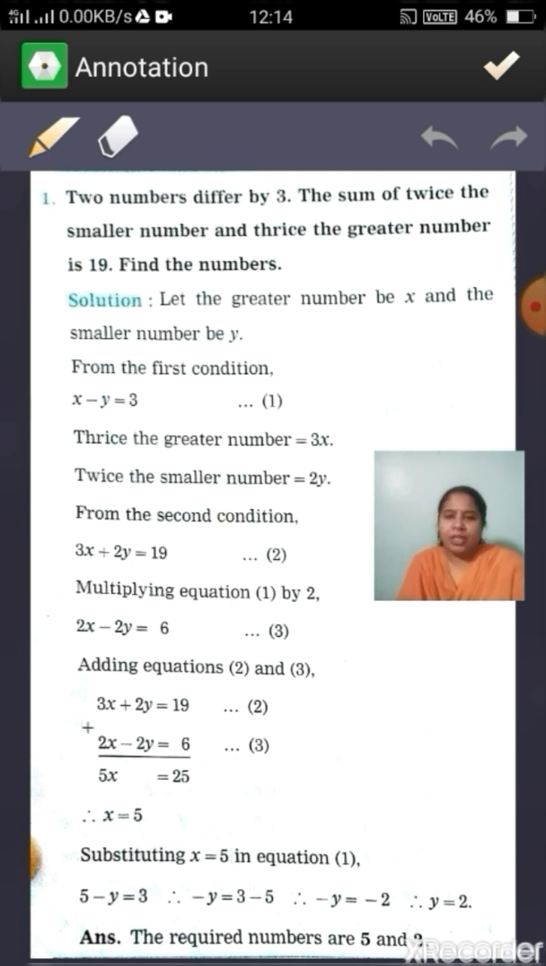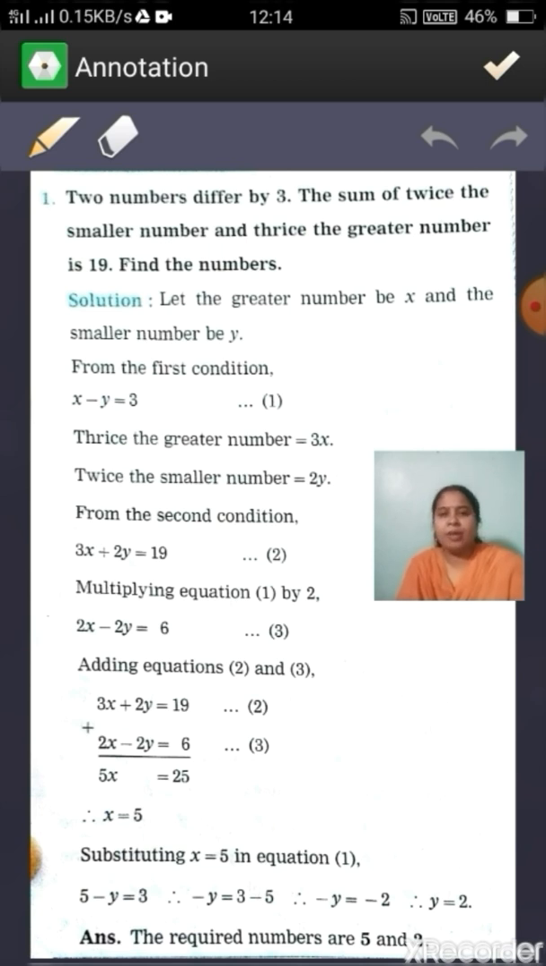Now I am reading the first part again. Two numbers differ by 3. Now see, if I say there are two numbers, one is greater and one is smaller, and the difference between them is 3, obviously I mean that x minus y is equal to 3. This is the meaning of the first statement, and this is nothing but our first equation. Therefore x minus y is equal to 3. Put it as equation number 1.